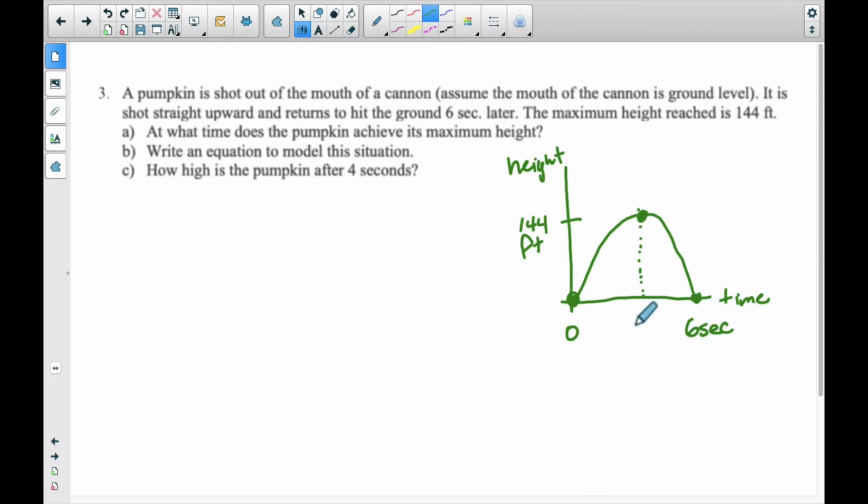What time would that be? The answer there is 3 seconds, and it's exactly halfway through. The only reason it's exactly halfway through is because it starts at the origin. If it was one of those like on the other page where it wasn't starting at the origin, it would not be halfway. But these are halfway. Let me show you on the other page what I'm talking about.